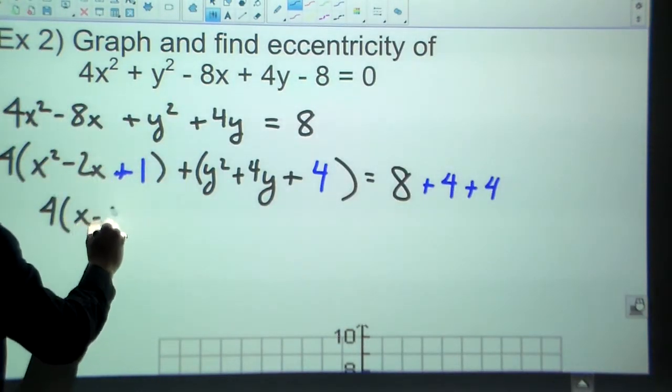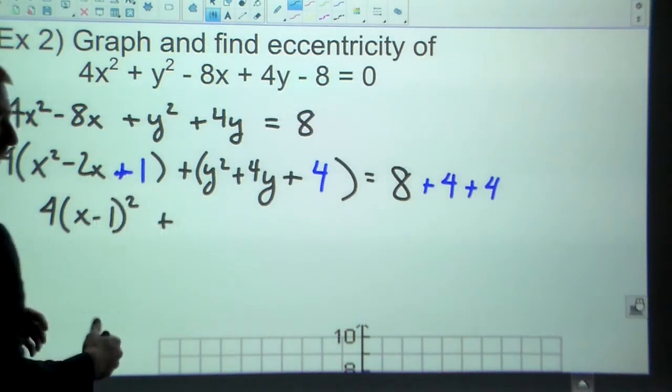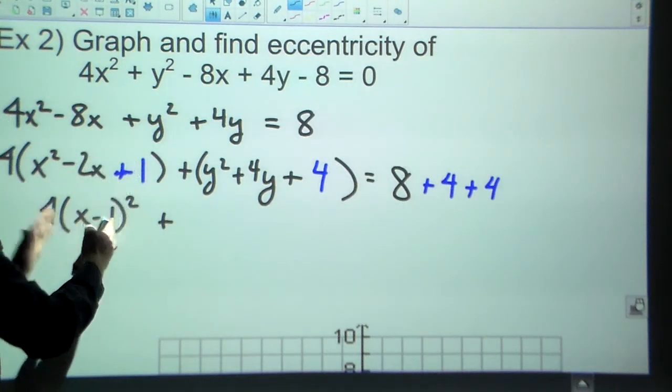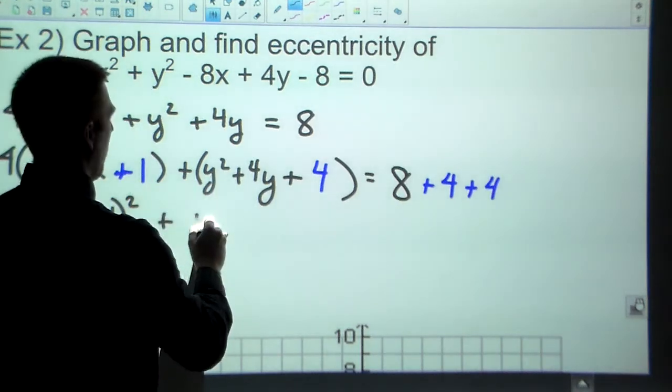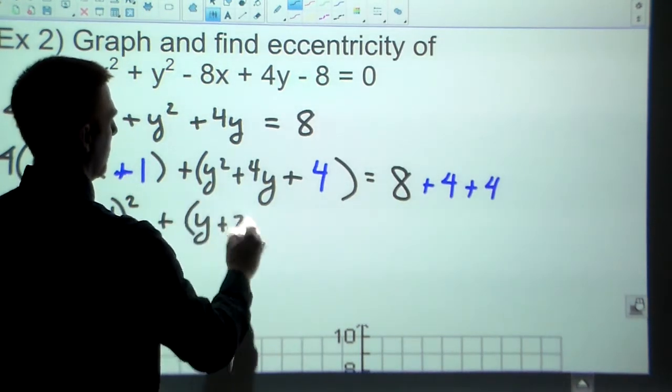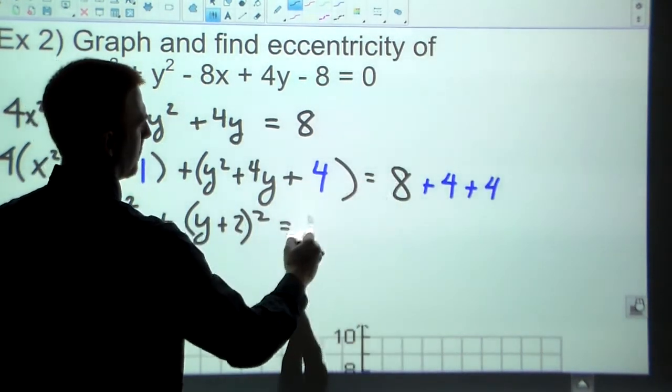Go ahead and make that a perfect square trinomial, or make the perfect square trinomial a perfect square binomial. y plus 2 squared here. And that's going to equal 16.